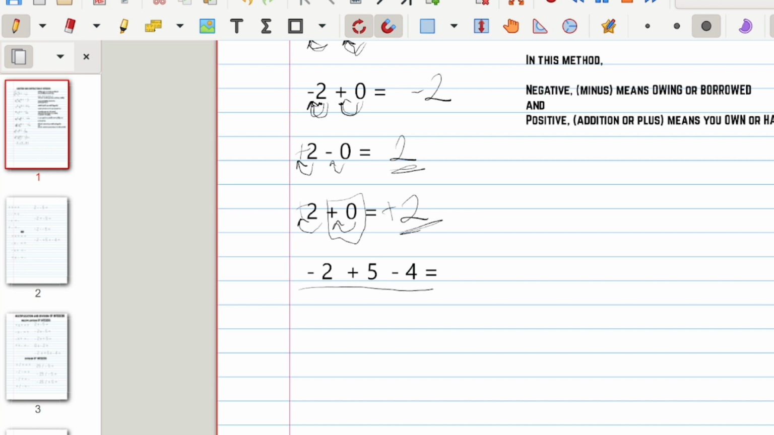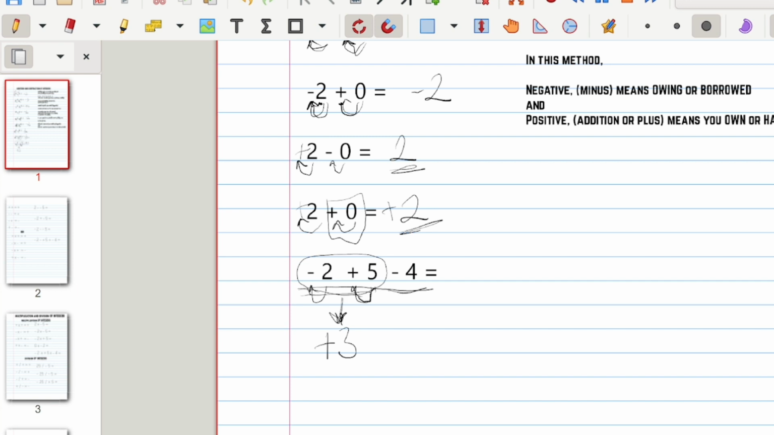Then the last question is very easy, but looks complex because we're having 3 numbers with signs. So you take the first 2 first and work with it. You're owing 2 pencils, you're having 5. If you're owing 2 and you're having 5, by the time you pay back 2 out of the 5 you're having, you still will be left with 3. That's +3. So the answer for the first 2 gives you +3.